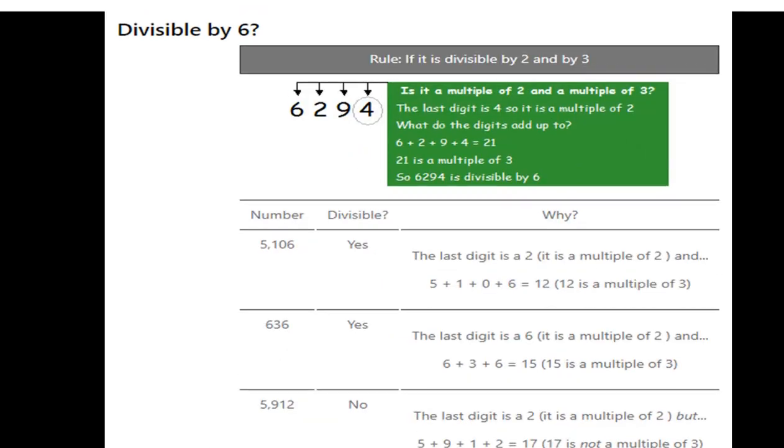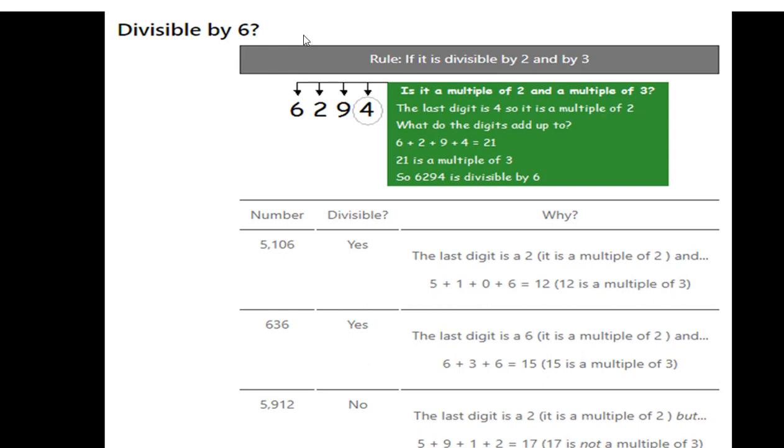Next we are going to check whether a number is divisible by 6. The rule is that the number should be divisible by both 2 and 3. Then the number will be divisible by 6. Let us take an example, 6294. To check divisibility by 2, we check whether the last digit is 0, 2, 4, 6 or 8. Here the last digit is 4, so it is divisible by 2.